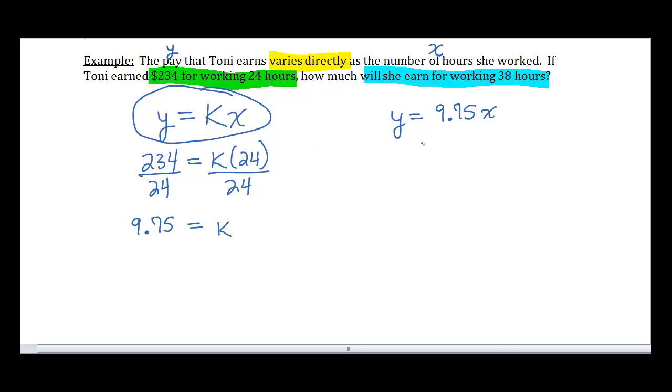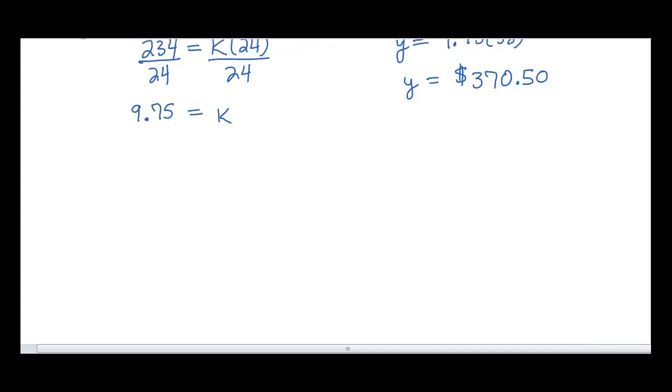All right. And so I'm going to solve the problem. They say, how much will she earn for working 38 hours? Well, I put 38 in for X. And I'll get that Y equals 370.5. And that's $370.50. Okay. So it's important not only for the employer, but for the employee as well. So you can calculate how much you think you'll be bringing home. Let's look at another example.